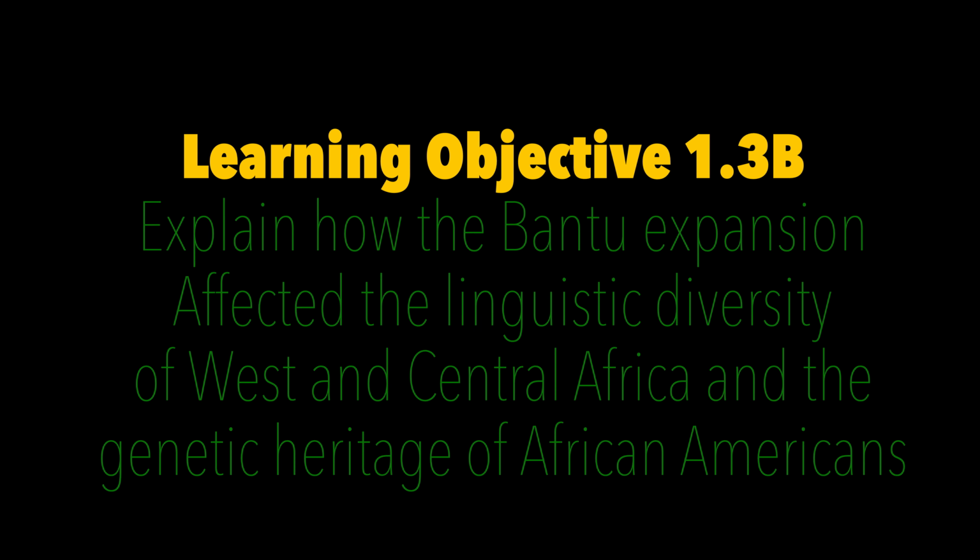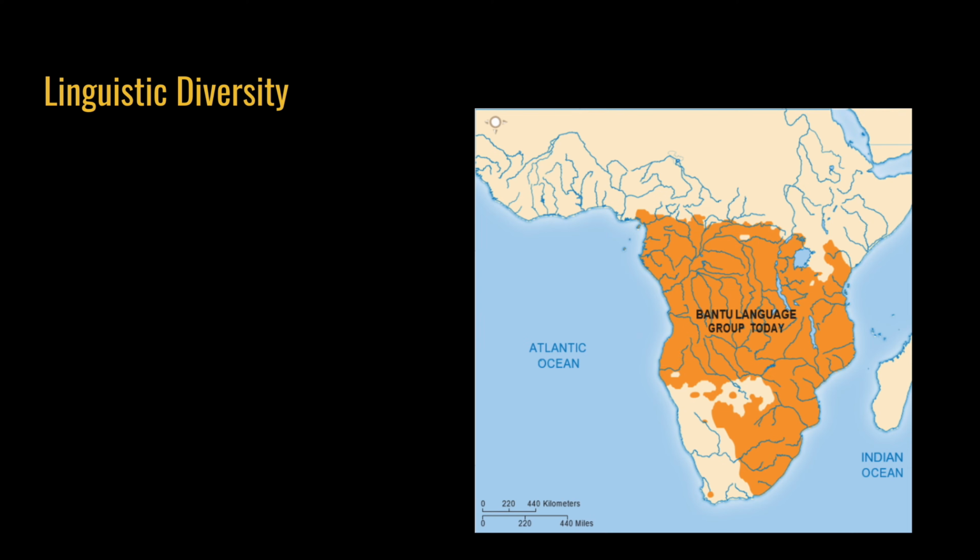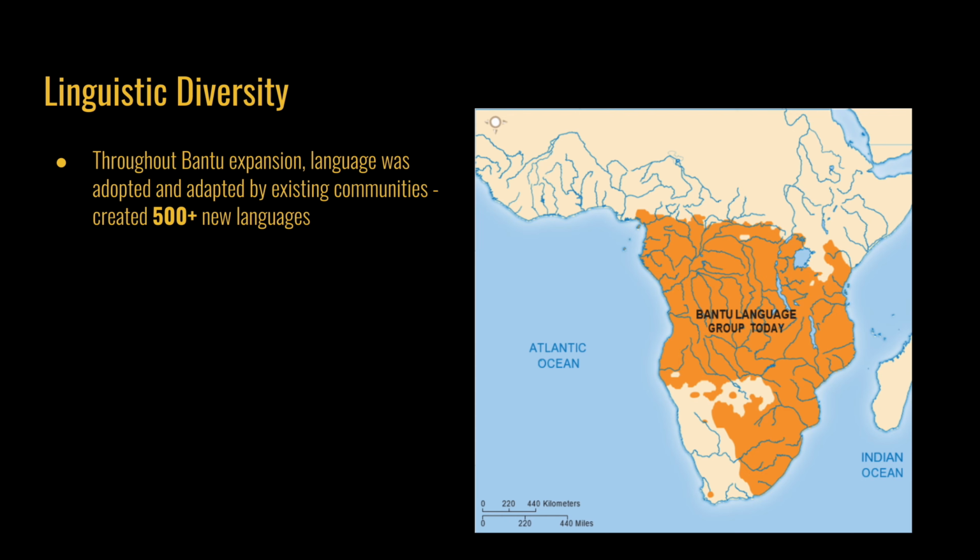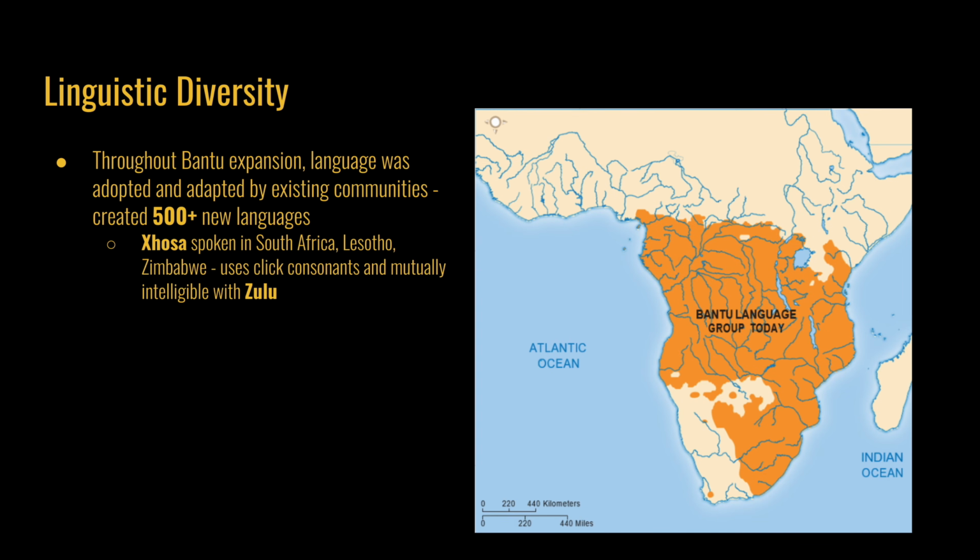The next learning objective focuses on how the Bantu expansion affected the linguistic diversity of Western and Central Africa and the genetic heritage of African Americans. The linguistic diversity is evident in the map on the right, showing regions where people speak Bantu-derived languages. The expansion created about 500 new languages, and linguists have traced the variations to reconstruct what Bantu might have looked and sounded like before the migration. Examples of Bantu languages include Shona, spoken in Zimbabwe, and Xhosa in South Africa.